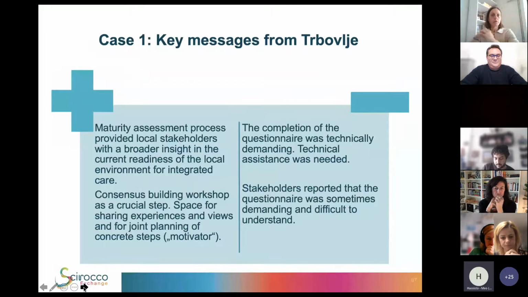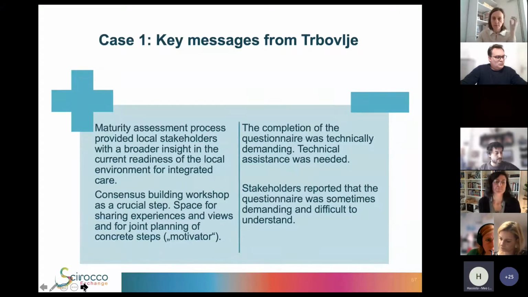The maturity assessment process provided local stakeholders with a more comprehensive insight into the current readiness of the local area for integrated care. And the consensus building workshop proved to be a very important step in the whole process. It provided a space for sharing experiences and views and for joint planning of concrete steps to overcome the existing barriers and to reach a higher level of maturity. In a sense, we can say that the consensus building workshop acted like a motivator.